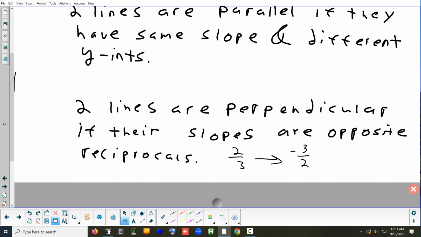Okay, so 2/3, the opposite reciprocal, is -3/2.